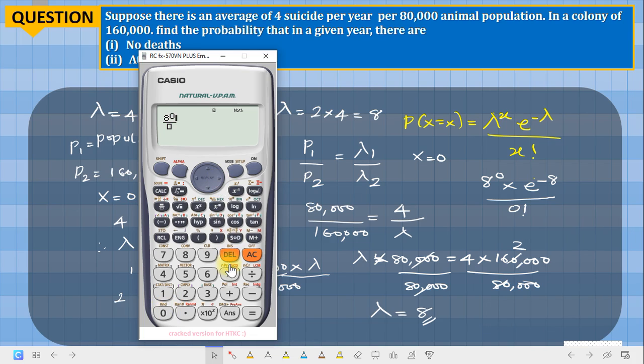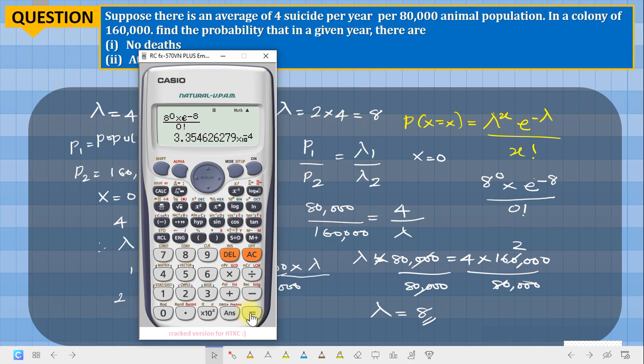Then come down, times, then we have E. E can be gotten by shift, then the natural logarithm will give us E raised to the power of what? Minus 8. Then you come down, raised to the power of minus 8, not 8 squared. E raised to the power of minus 8. Then you come down and then you put 0 factorial, which is shift of factorial. So you see that basically we can type everything on the calculator, and this will give us the answer.